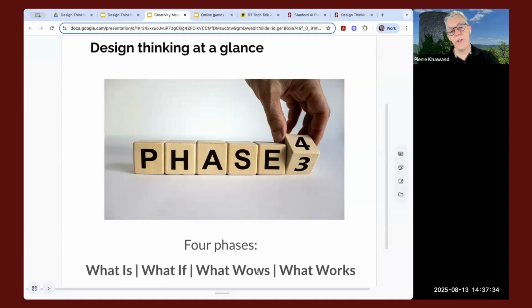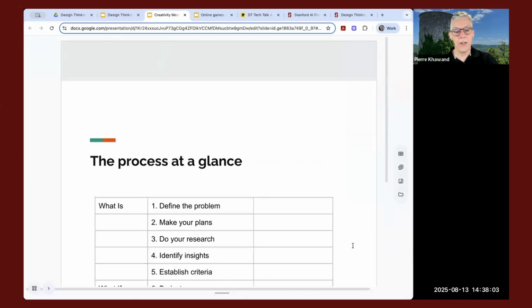And then moving into the what wows phase, so moving ideas into visual and interactive prototypes that can help our stakeholders fully understand and feel what those solutions could bring to them. And then moving into the what works phase, which is taking the feedback from our stakeholders to formulate the final solution. So the whole process might look like this.